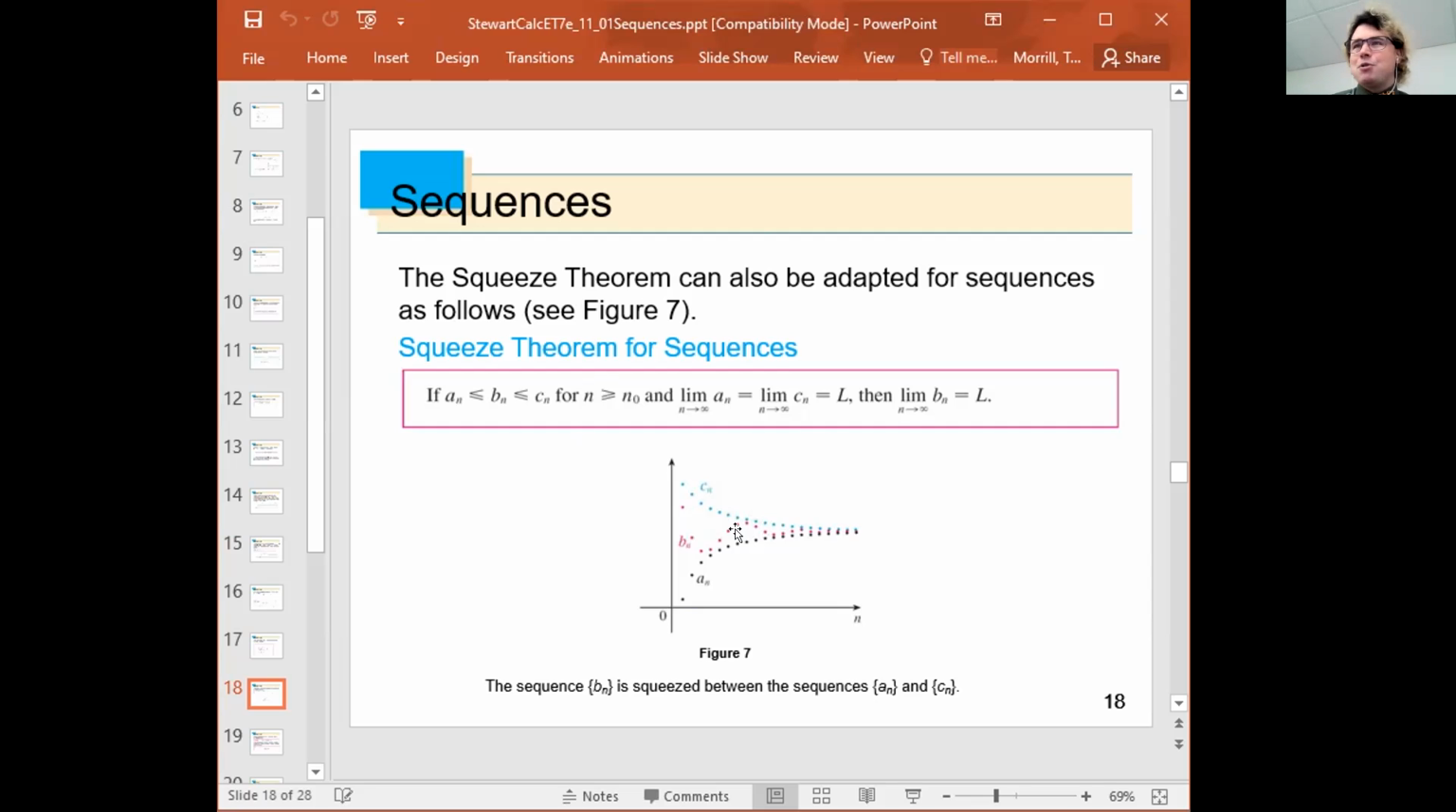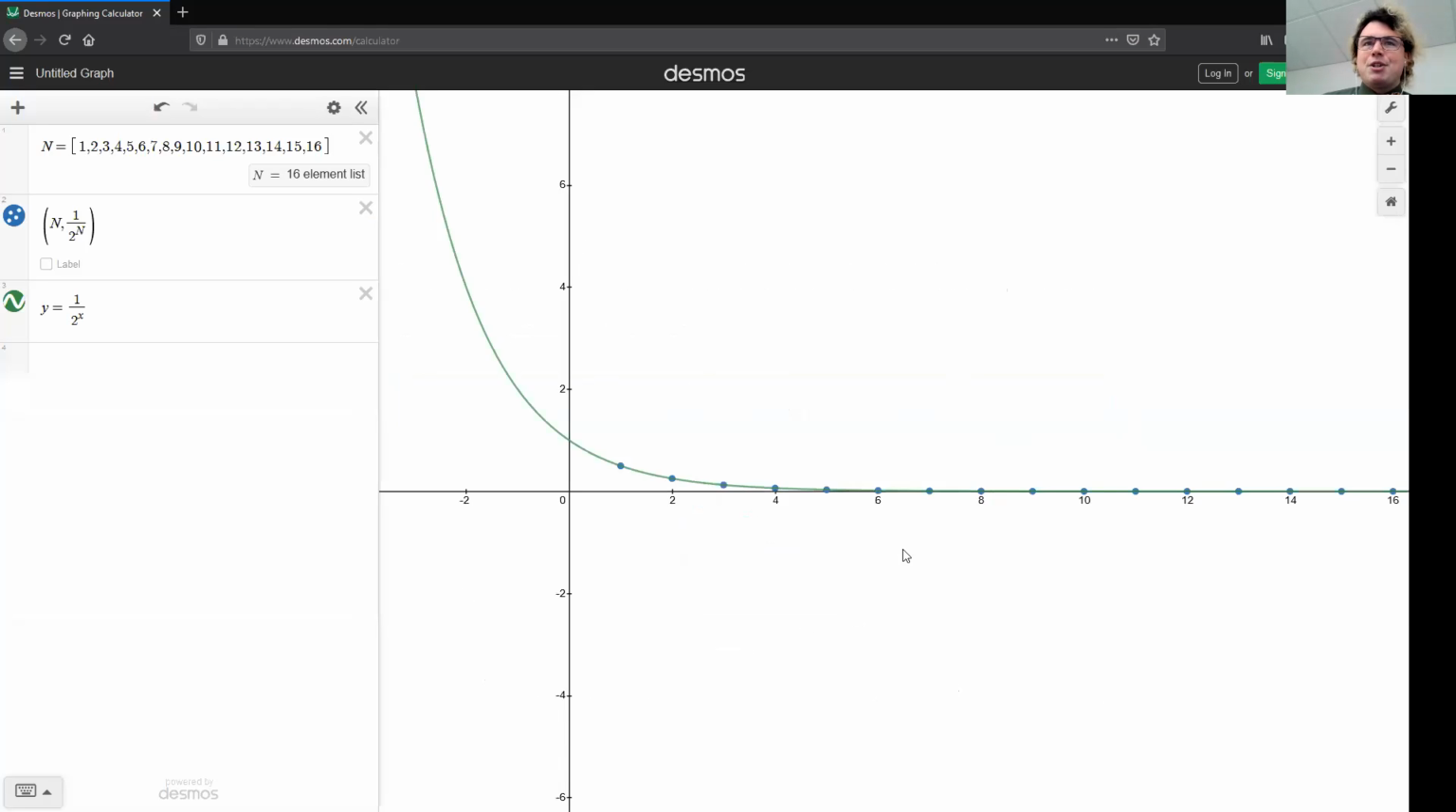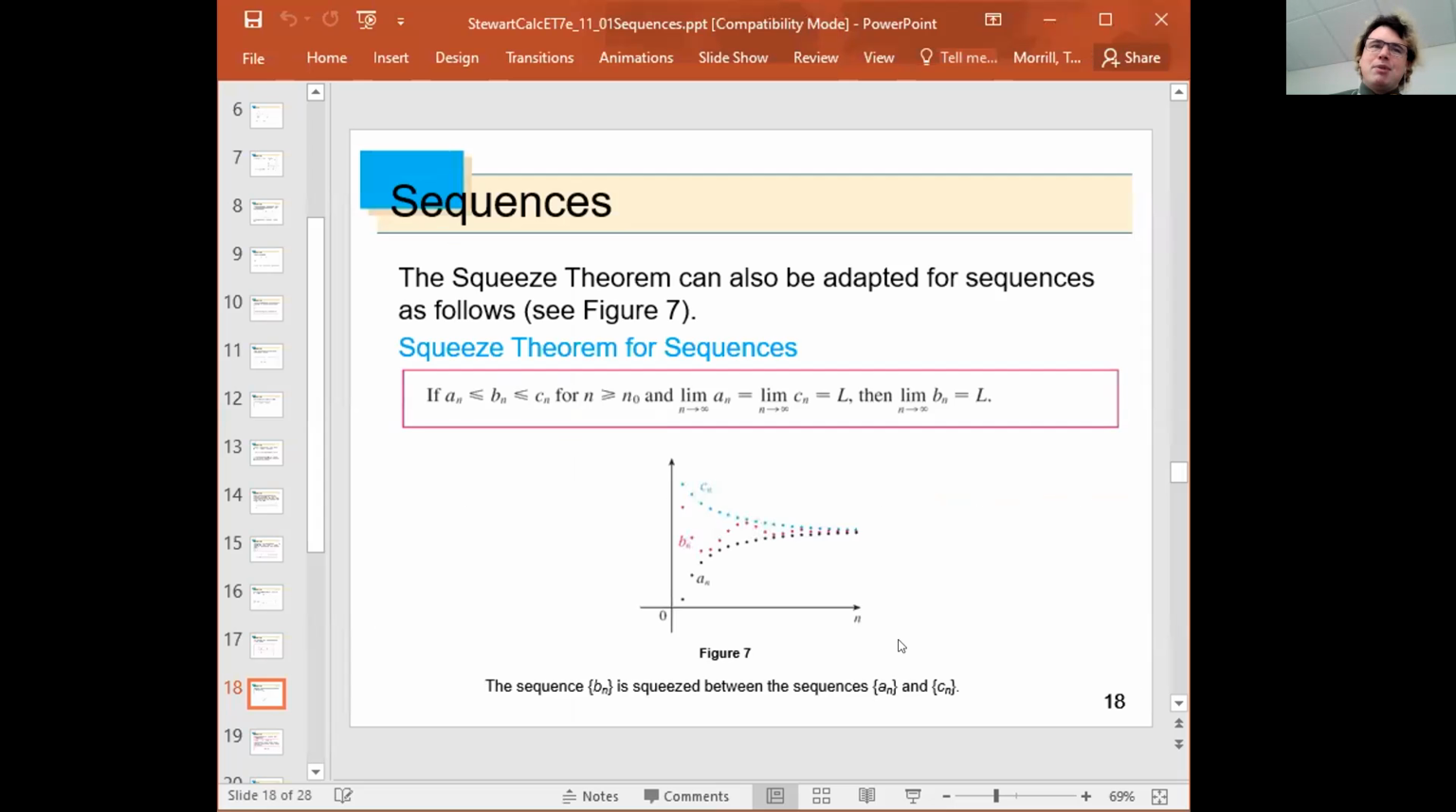And again, all of this goes through because of this kind of picture. Everything that we're doing for limits of sequences is pretty much the same idea as limits of functions, just the domain is slightly different. But the same ideas that we have previously built up in calculus still work here. So we get the squeeze theorem for sequences like this.